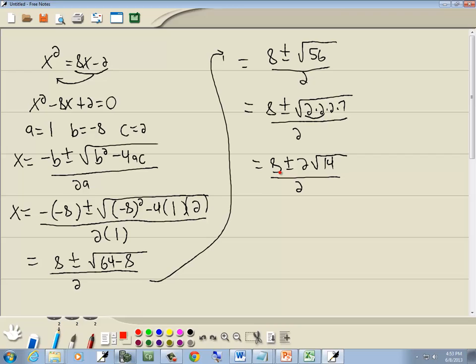Again, this should be called a three-number rule. If you can divide this number, this number, and this number by the same number, do so. And all three of those are divisible by 2. So that gives us 4 plus or minus 1 square root of 14 over 1, which just gives us 4 plus or minus the square root of 14. And that's our answer.